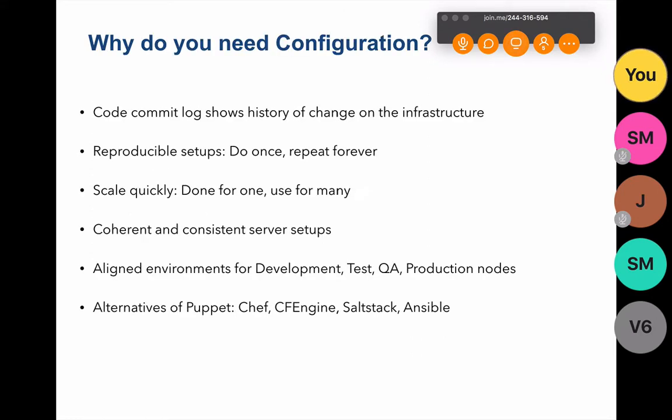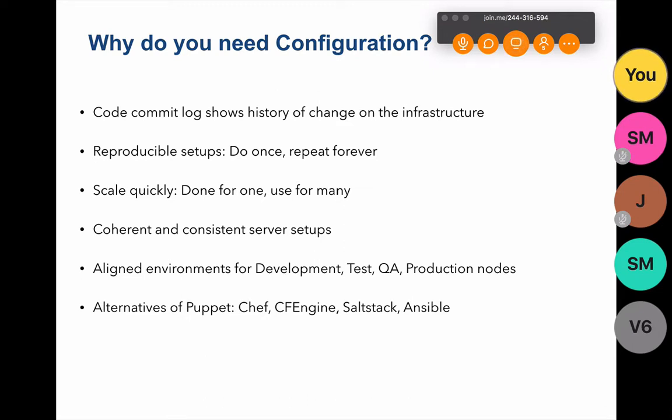Okay, why do you need configuration as code? Well, the code commit log shows the history of changes, so you will see the history of changes in the infrastructure. You updated the version, or you removed this, or you added 100 new machines, or you added this service, you added this package. Because it is version controlled, you can check that. Reproducible steps, so do once and repeat forever. Once I have a set of scripts written, or a set of modules, as we say in Puppet, if you have 100 new servers, you need not write those again, right? You just run a command, and it will be up and running.